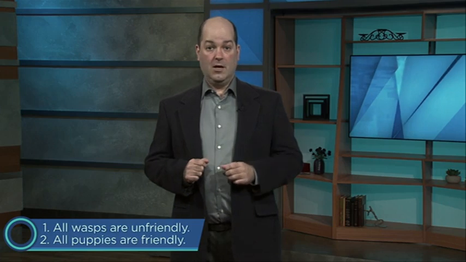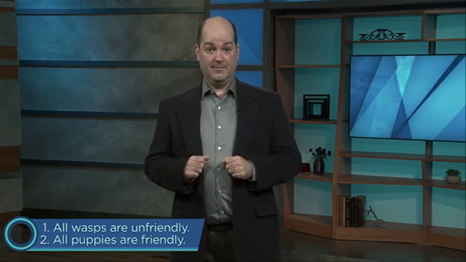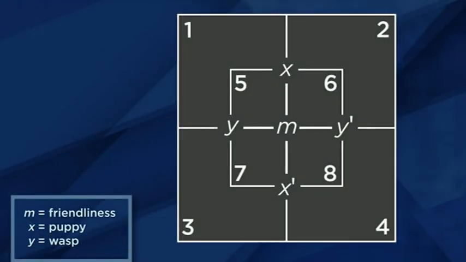Okay, let's work through one more example to make sure we're all on the same page about how the game works. Here are your new statements. 1. All wasps are unfriendly. 2. All puppies are friendly. This time, we might define X to refer to being a puppy and Y to refer to being a wasp. Since friendliness is mentioned in both statements, it's the middle term and will therefore be represented with M.